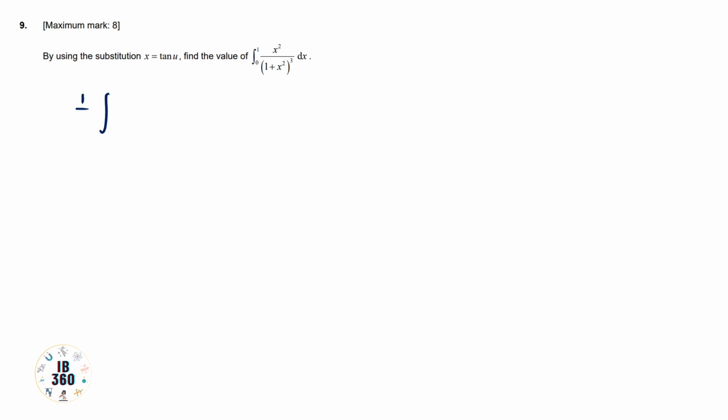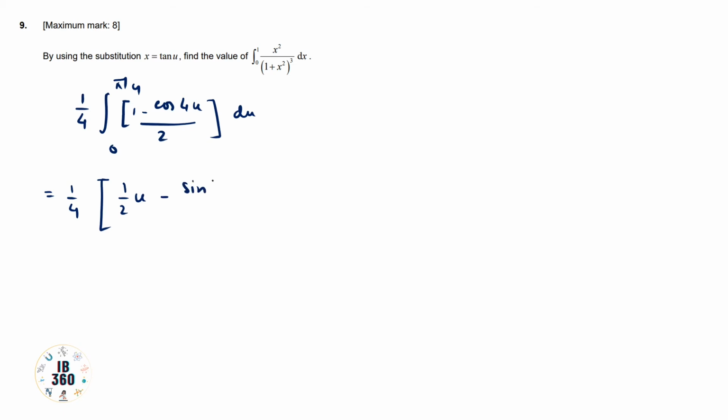So ultimately the integration becomes 1 by 4, from 0 to pi by 4, of (1 minus cos 4u) divided by 2. This is now my integration. So 1 by 4. Now as it is the constant term, I will just integrate it here. It is over du, so it will be half. So 1 by 2u minus, integration of cos 4u is sin 4u divided by 2, and complete 0 to pi by 4.